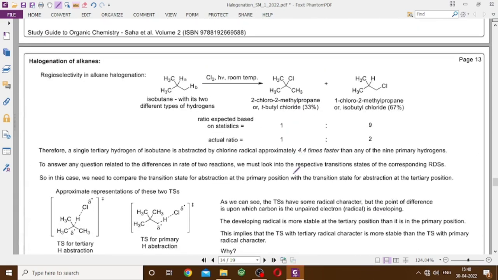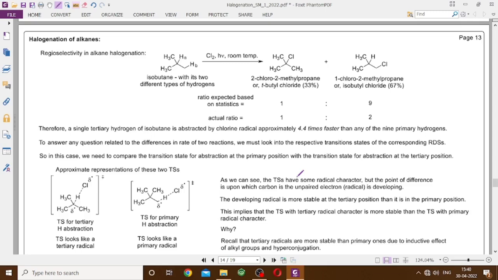The question is why? This is easy to understand. 9:1 is the expected ratio, here there are 9 hydrogens, here there is one hydrogen, so it should be like that. Due to the reactivity difference, the tertiary hydrogen became 4.5 times more reactive than the primary hydrogen, and that is why the ratio has been changed to 2:1.